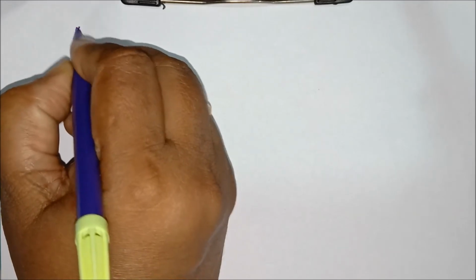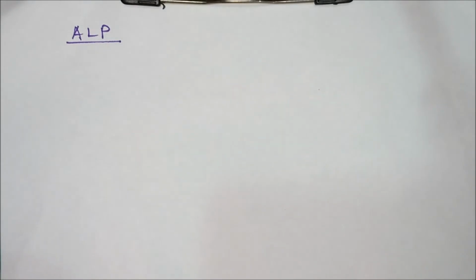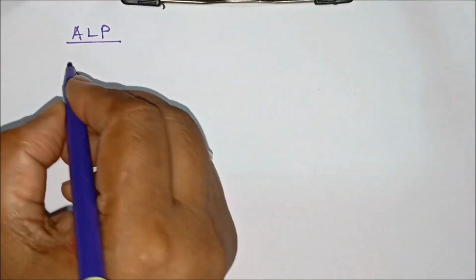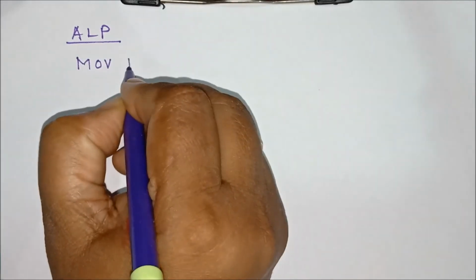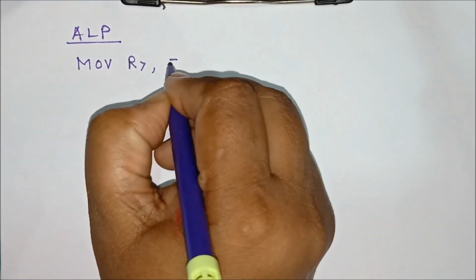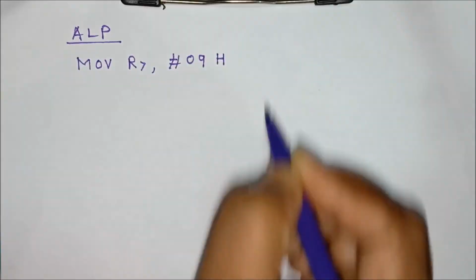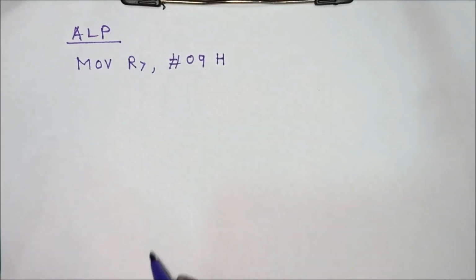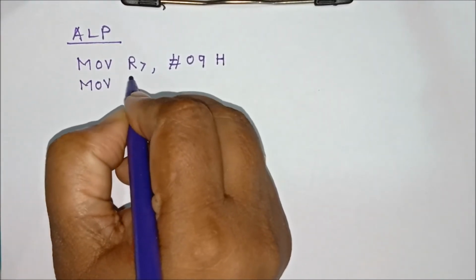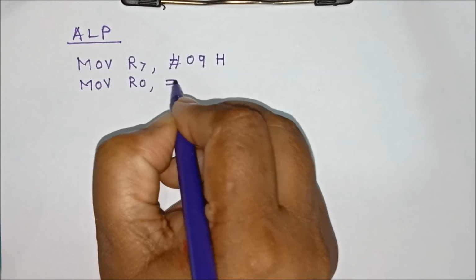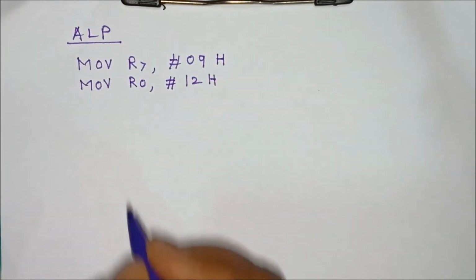Now write assembly language program to find largest of 10 numbers stored at internal RAM memory location. So for that first we'll initialize counter. R7 register we are using as a counter, will initialize to 09H to repeat these steps 9 times. Next we'll use a pointer. Register R0 will point to first memory location 12H.